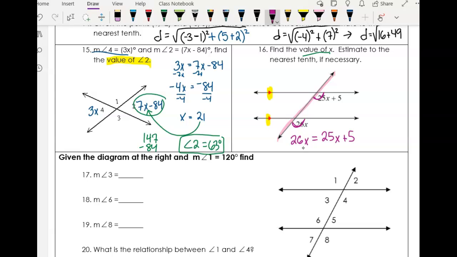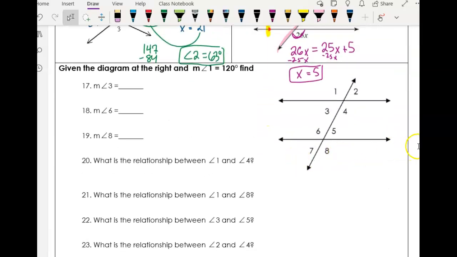So I'm going to subtract this 25x from this side, and do the same thing over here, and I get x is equal to 5. And again, go back up. Yep, all I wanted was the value of x. I didn't need the angle measure, so I am done.